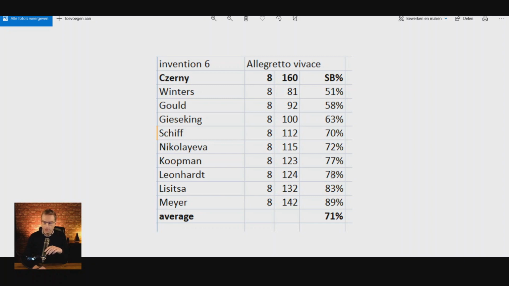Again, guys, go to the overview and listen, because you see what changing tempo changes everything. You can see it here. Lisitsa is very fast, 83%. Meyer is even faster, 89%, but none of them is at 100%.